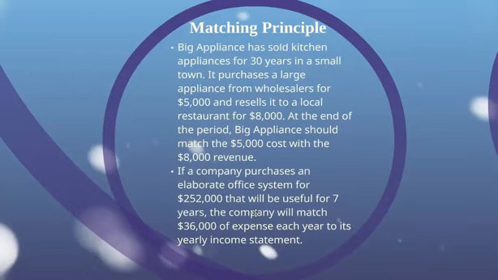Big Appliance has sold kitchen appliances for 30 years in a small town. It purchases a large appliance from wholesalers for $5,000 and resells it to a local restaurant for $8,000. So, at the end of the period, Big Appliance should match the $5,000 cost with the $8,000 revenue. In essence, what you sell over a period of time for which you're making the income statement is recorded as revenue. In this case, $8,000.